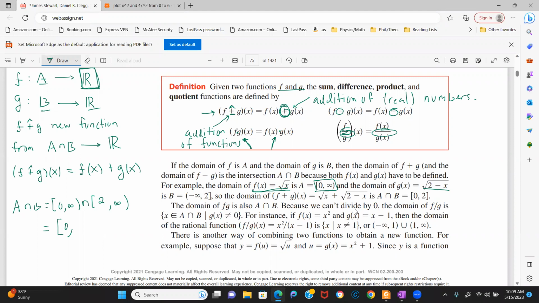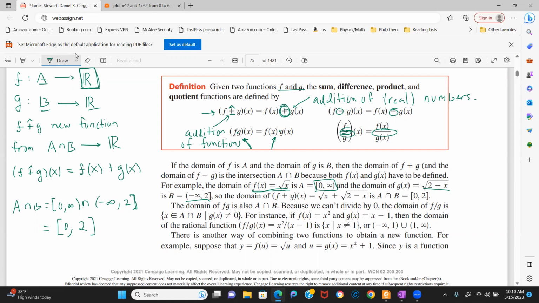Wait, actually, I'm sorry. This is not -2 to infinity. It's negative infinity. I messed up the domain. It's right there, I don't know why I messed it up. It's negative infinity to 2. And as I said, 0 is in both sets, and it's the leftmost boundary point, and 2 is in both sets, A and B, so it's the rightmost boundary point. So that's the domain, the intersection of these two.